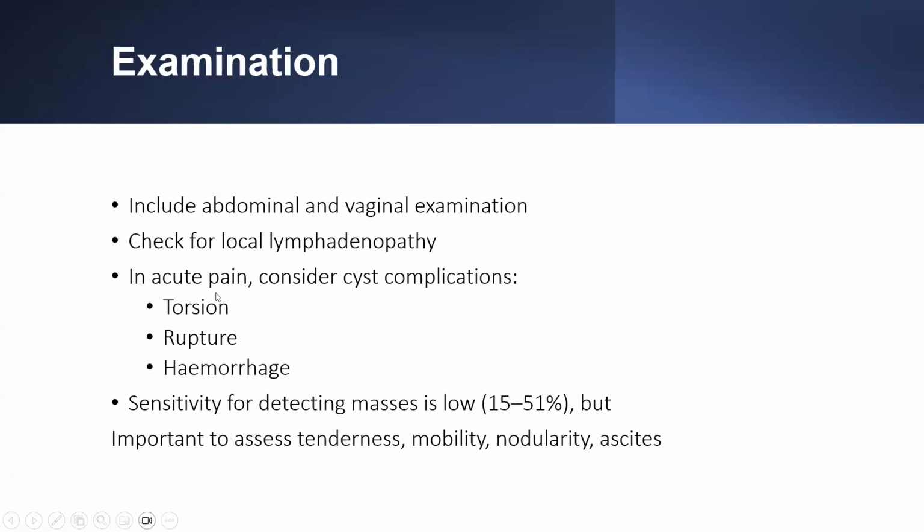On examination, obviously, we'll do abdominal and vaginal examination and check for local lymphadenopathy. And if there's acute pain, then you have to consider cyst complications like torsion, rupture, or hemorrhage. And the sensitivity of detecting masses by examination is very low, between 15 to 51%. But if a mass is palpable, it is important to assess its tenderness, mobility, nodularity, and ascites.